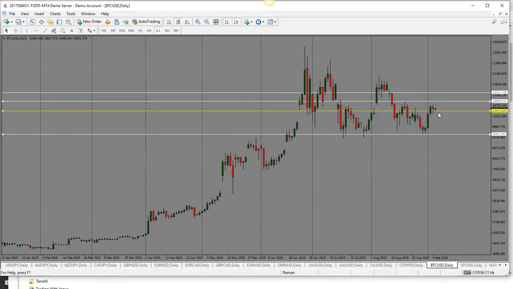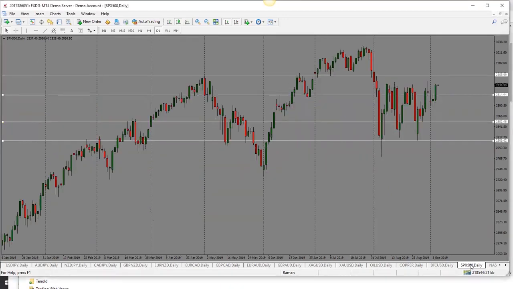Bitcoin's kind of going sideways here. It is holding above this previous support resistance level here at 10,250. As long as it holds above, bias still stays to the upside here. And first target is 11,000. Second target, 11,400. So bullish bias here for Bitcoin.